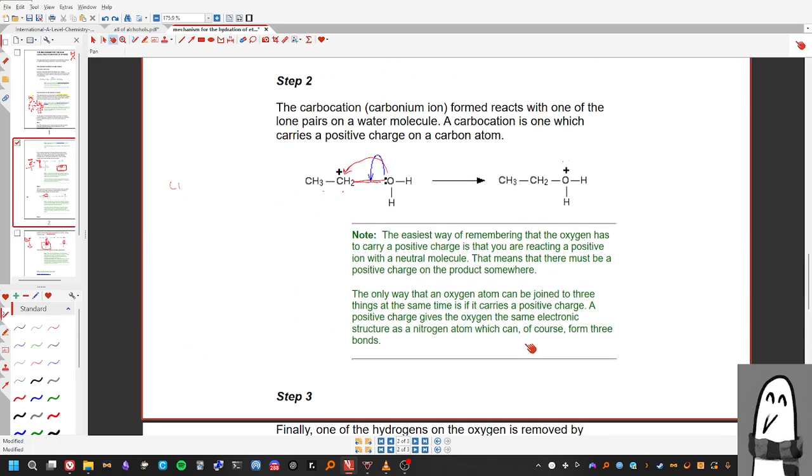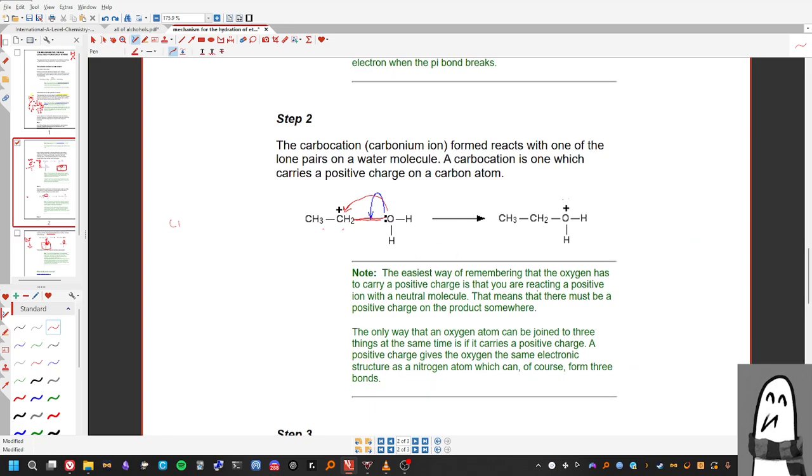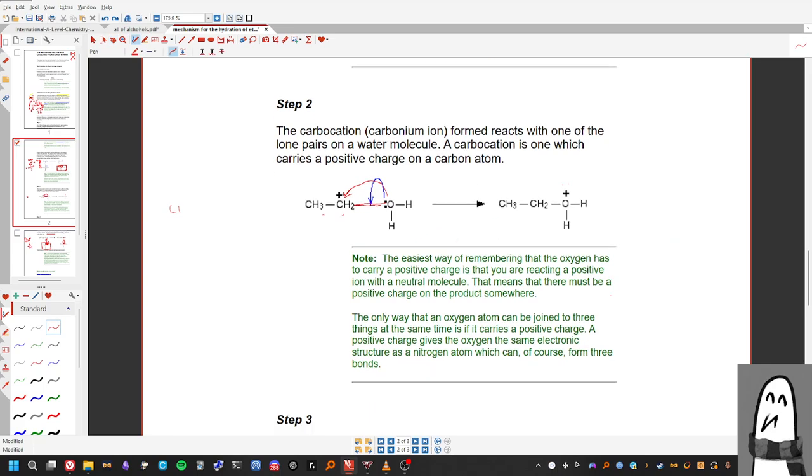Now if I read it a little bit, it says that the easiest way of remembering the oxygen has a positive charge is if you're reacting a positive ion with a neutral molecule. That means that somewhere there must be a positive charge on the product. So if you have a positive charge on the CH3CH2 and your neutral is your H2O, then the product will have a positive charge somewhere.